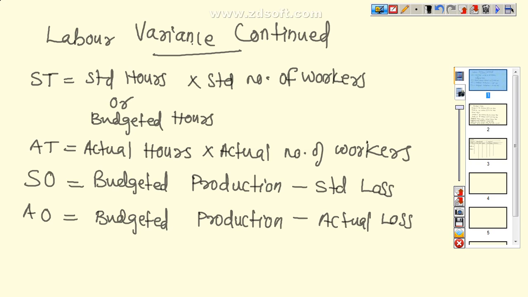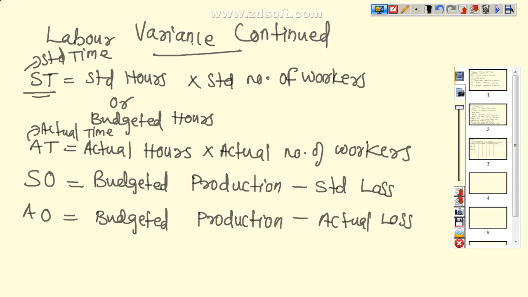Before starting the question we have to remember that ST means standard time. Standard time is equal to standard hours multiplied by standard number of workers. Sometimes standard hours is not given; if budgeted hours is given, in that case we can multiply budgeted hours by the standard number of workers. Second, AT means actual time. Actual time is equal to actual hours multiplied by actual number of workers.